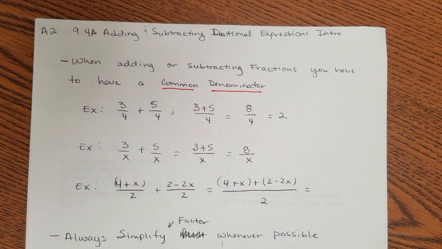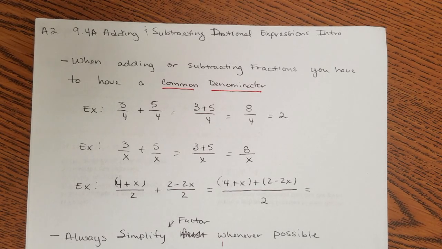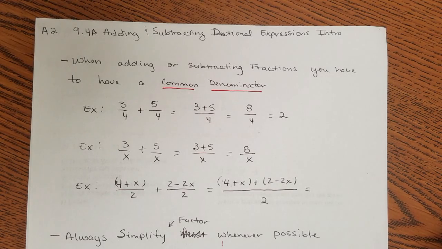All right, guys, this is 9.4, adding and subtracting rational expressions. This is just kind of the intro one. There is a homework assignment for it, and then I'm going to break down adding and subtracting rational expressions into two sections, 9.4 and 9.5. So they'll get progressively more difficult, so make sure that you understand what we're doing before you move on to the next section.